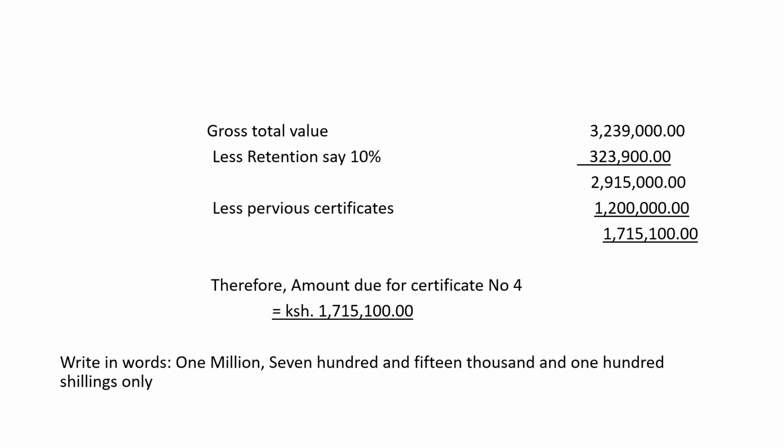So then we write the amounts in words. Maybe when you are preparing the certificate, somebody may mistake the figures for another thing. It's good that you write them in words. So 1,715,100 shillings only. That is the amount due for certificate number 4.